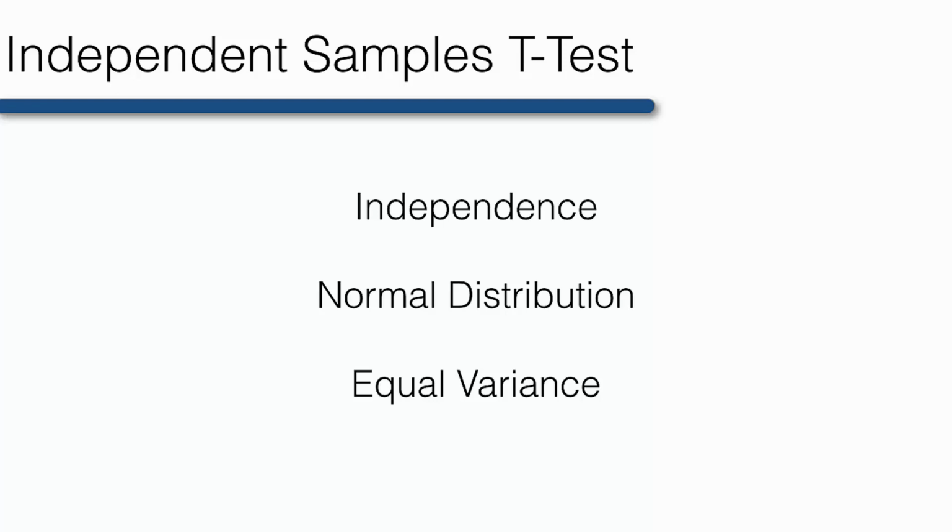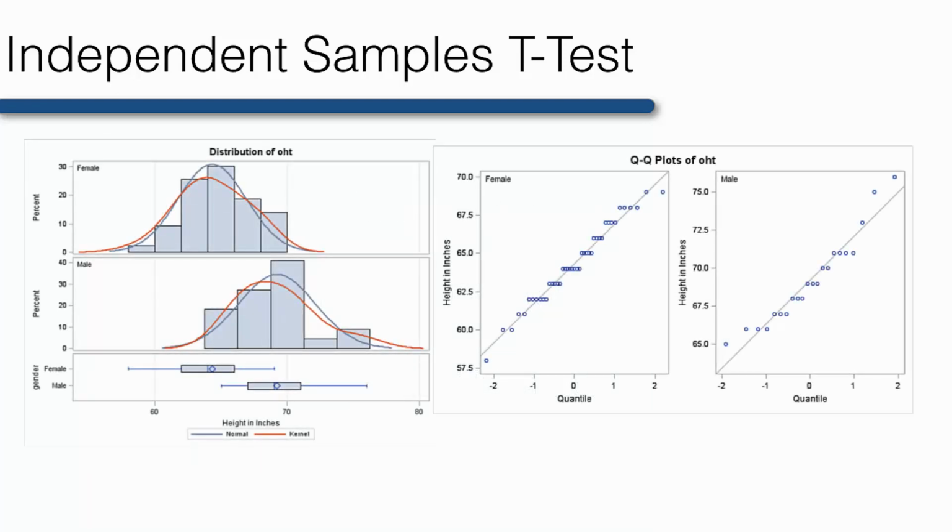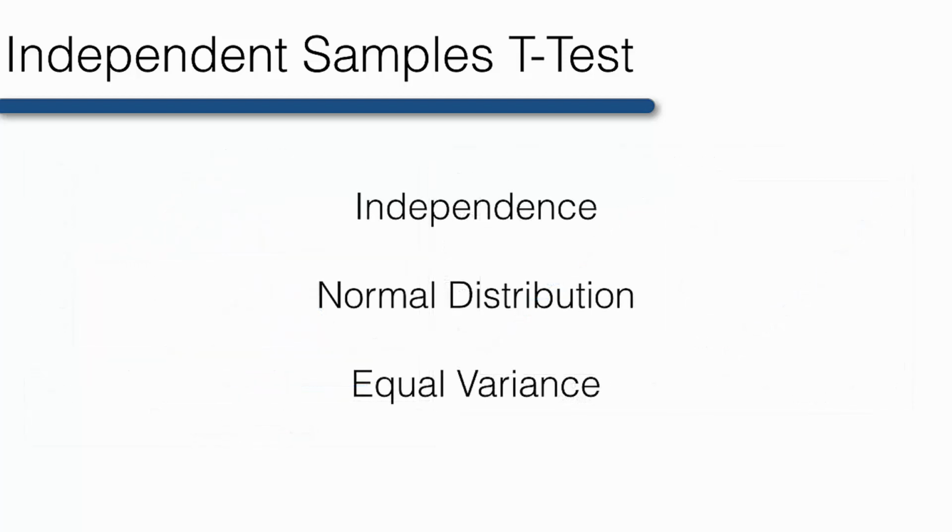Second, the distribution of values in the populations you're comparing are normal. We've already learned a couple ways to graphically check for normal distributions. Proc t-test produces 2 of these graphs by default.